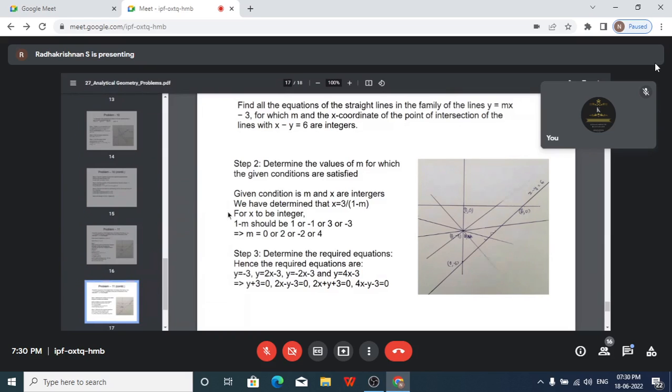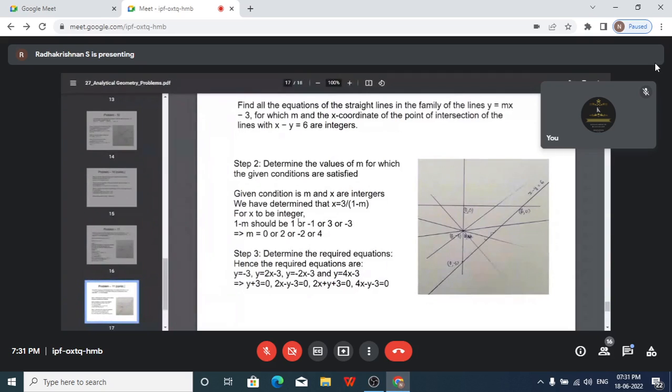So that means if 1 minus m should be one of these four values, m has to be 0, 2, minus 2 or 4. All values are possible. In the 4 lines where this cuts, m will be an integer and the x will also be an integer. So we can simply write the equations.